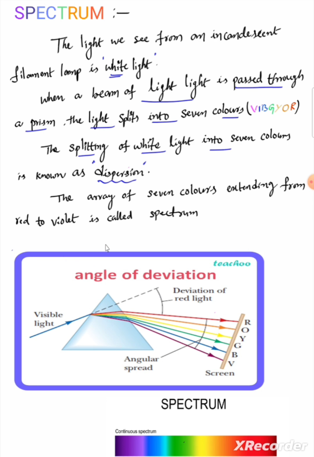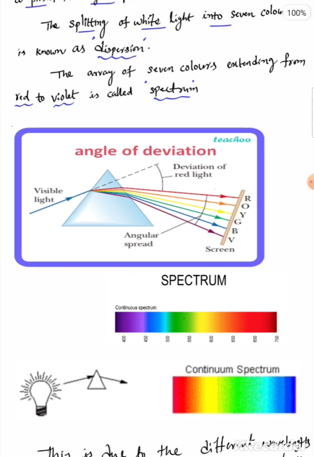The array of 7 colors extending from red to violet is called spectrum. When we are passing this light, the light is deviated in its angle. Now white light is splitting into different colors.